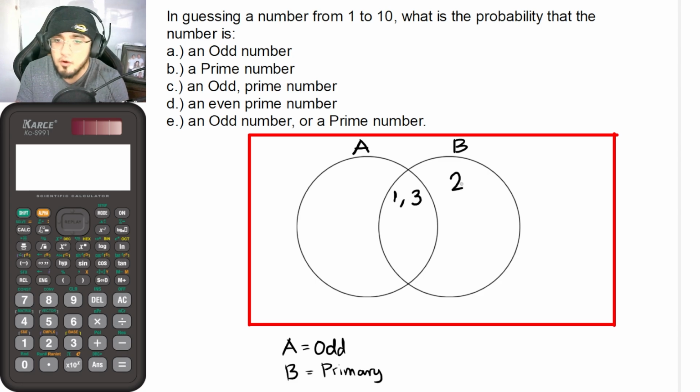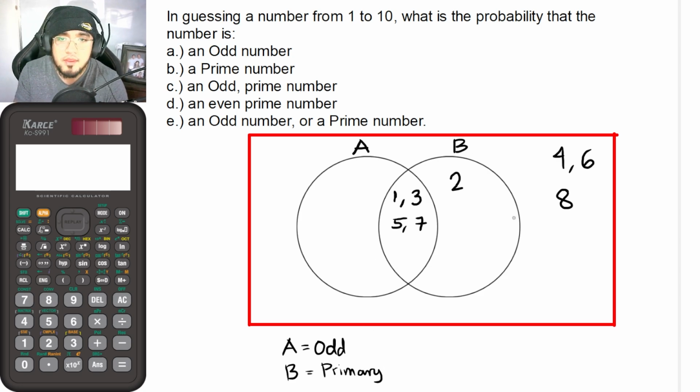So what about 4? 4 is neither an odd number nor a prime number, meaning that it will be included here. So this is now number 4. For number 5, it is both odd and prime. What about 6? 6 is also included here. What about 7? 7 is an odd number and also a prime number. But what about 8? 8 is neither an odd number nor a prime number.